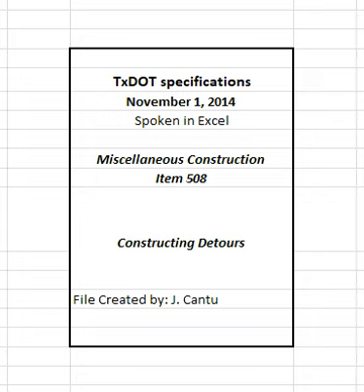Item 508. Constructing detours. 1. Description. Construct and maintain detours. Remove detours when required. 2. Materials. 2.1 Embankment. Use roadway excavation for embankment material or use material from other approved sources.